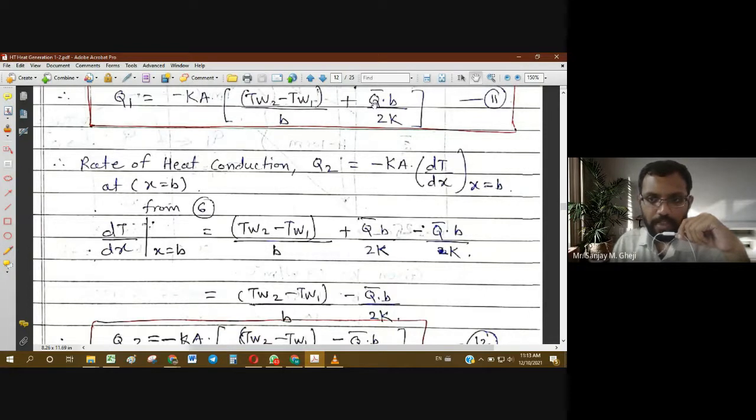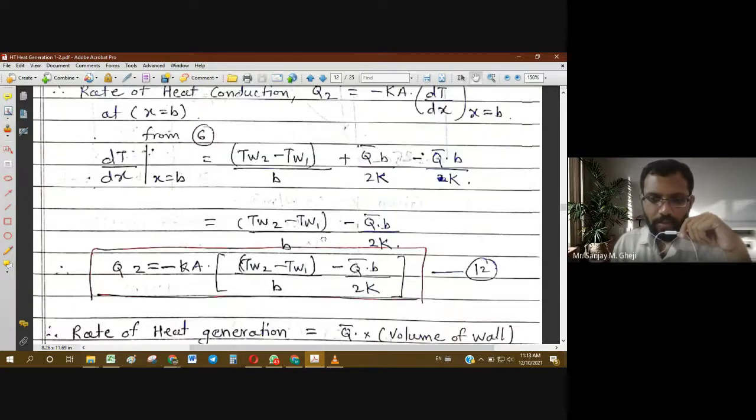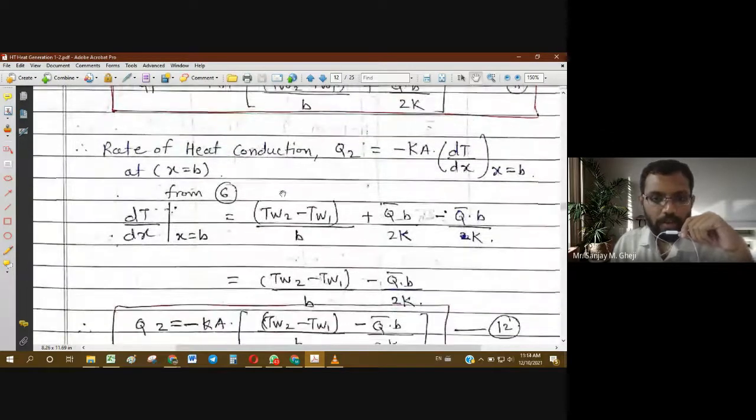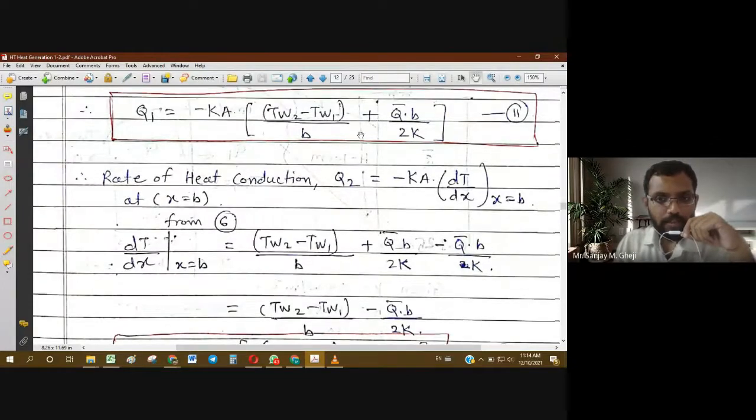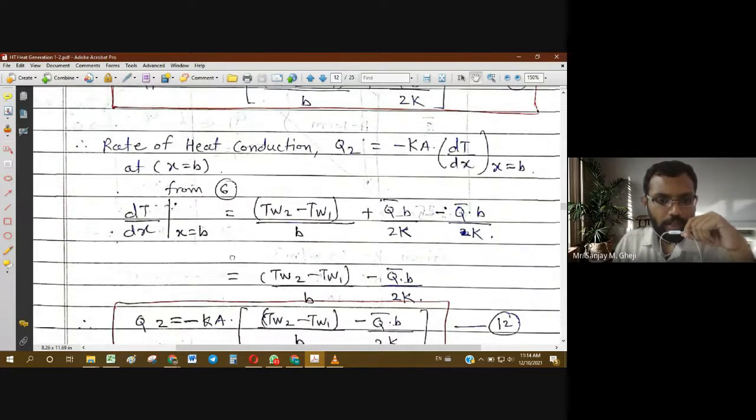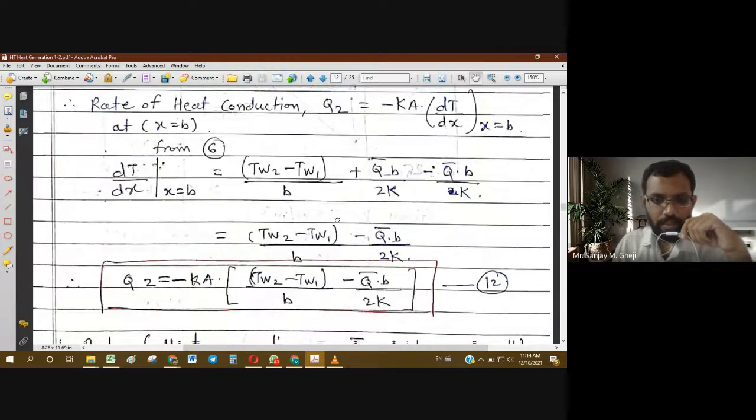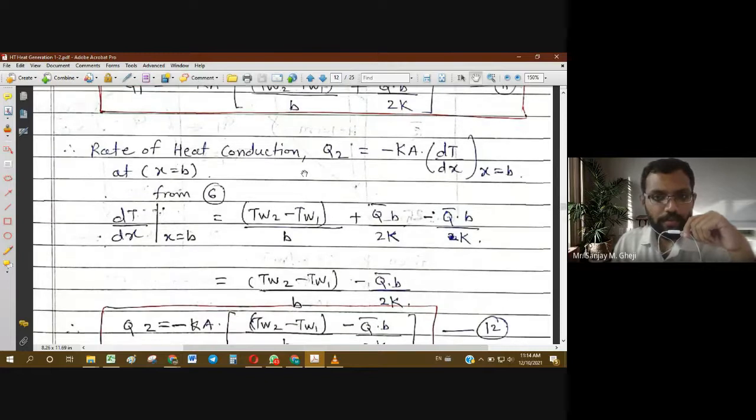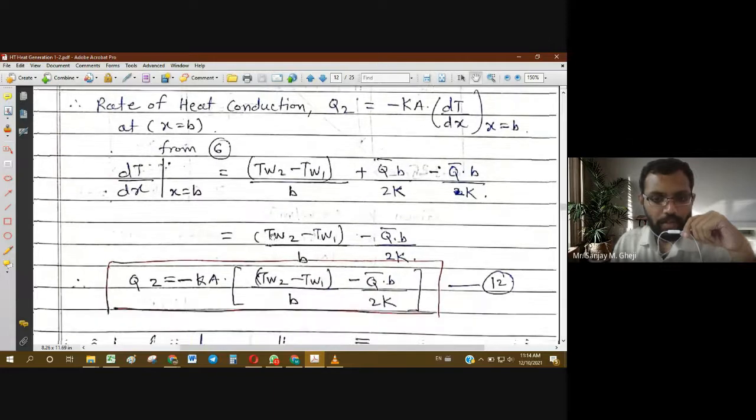Here there is a plus sign for q bar b upon 2k, and here it is a minus sign for q bar b upon 2k. How much difference or how it varies can be realized only when we put some realistic values in it and solve the numerical. When you get the numerical values for q1 and q2, only then can you get some understanding of this. Otherwise it is just a mathematical expression. By just looking at this, we cannot say which one is larger and which one is smaller. We cannot say anything about it.